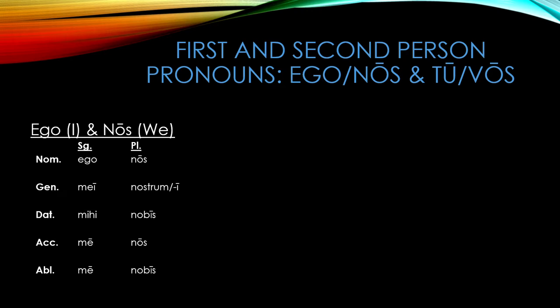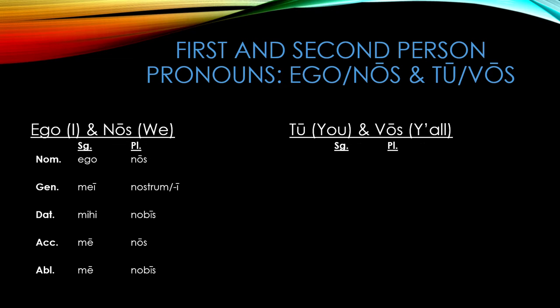The first person plural pronoun is nos. It declines as follows. Nos in the nominative, nostrum or nostri in the genitive, nobis in the dative, nos in the accusative, and nobis in the ablative. It is translated as we in the nominative and us in all other cases.